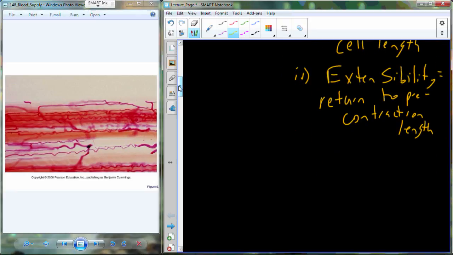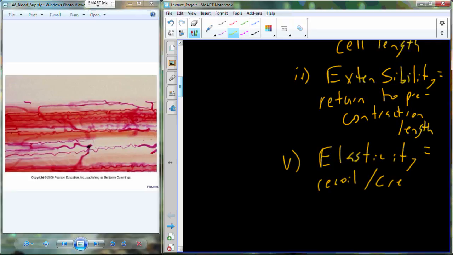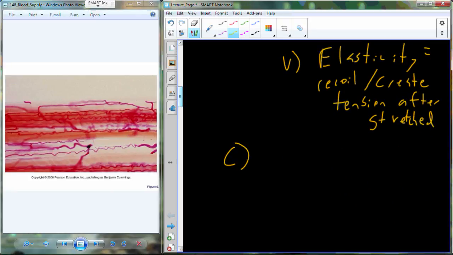And then the last task that can be performed by a muscle cell is elasticity. What that means is the cell can recoil and create tension after it's been stretched. So at this microscopic level, excitability, conductivity, contractility, extensibility, and elasticity all play into the ability of the muscle to function as a muscle. And one of the major purposes for skeletal muscle is to simply move the bones.